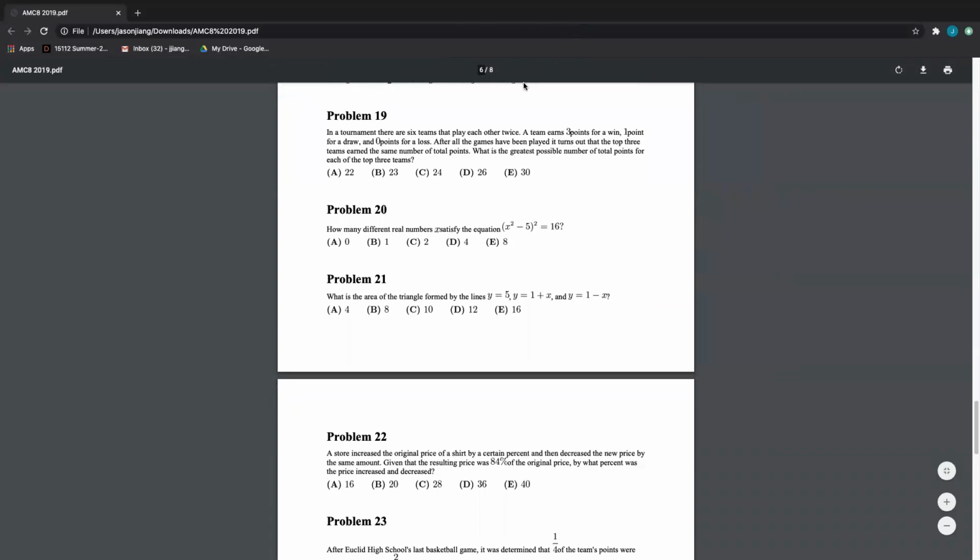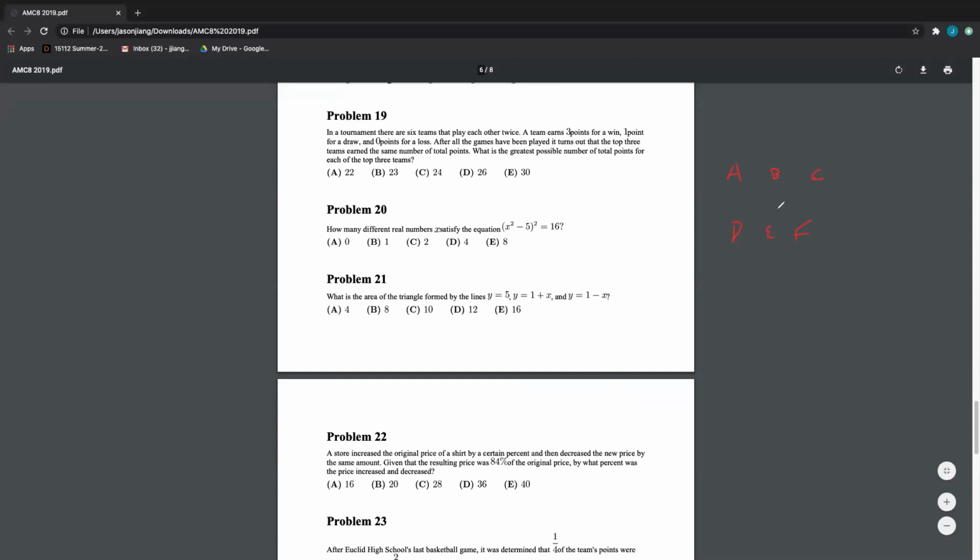Okay. We've got a tournament in which 6 teams play each other twice. A team gets 3 points for a win, 1 point for a draw, and 0 points for losing. We're told that after all the games have been played, the top 3 teams get the same number of total points. We want to know what's the greatest possible number of total points. Okay. So we have A, B, C. Let's say that A, B, and C are the top teams. And we have these other teams which did not do as good.